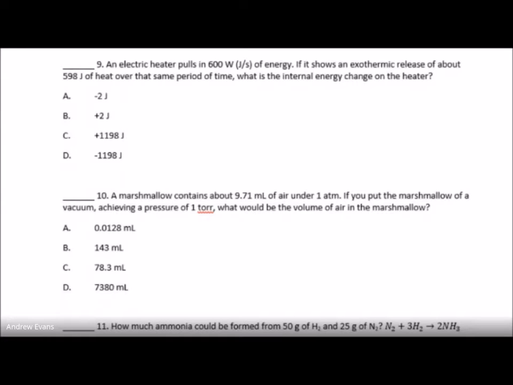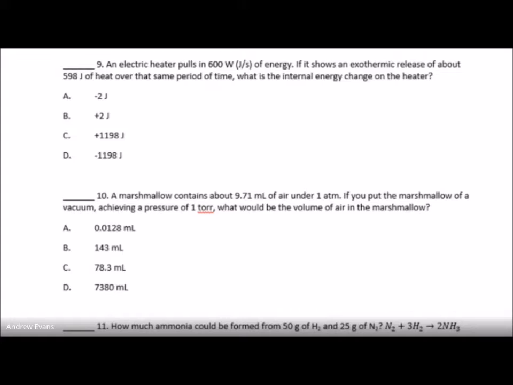This one, I kind of fudged a bit to make it work, but an electric heater pulls 600 watts of energy, and it shows exothermic release of about 598 joules of heat for the same period of time. What is the internal energy change of this heater? I only fudged because it should produce close to 600 watts of heat, because most electric energy to heat conversion is almost 100%.